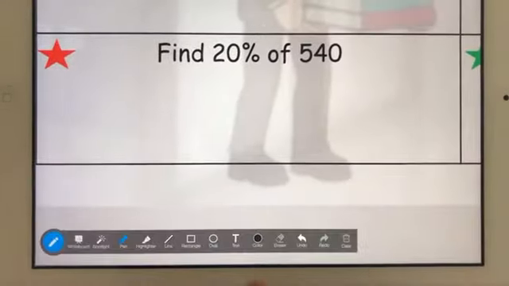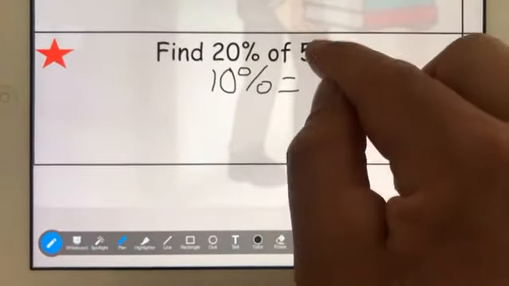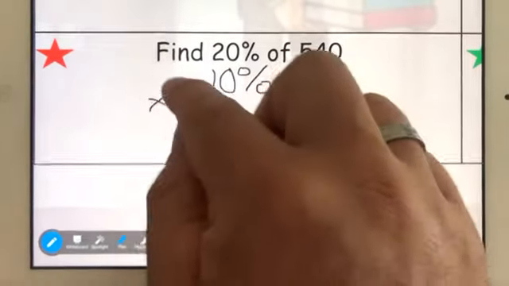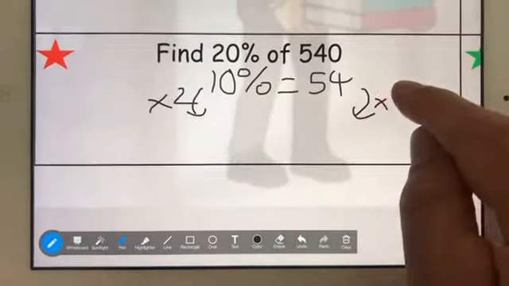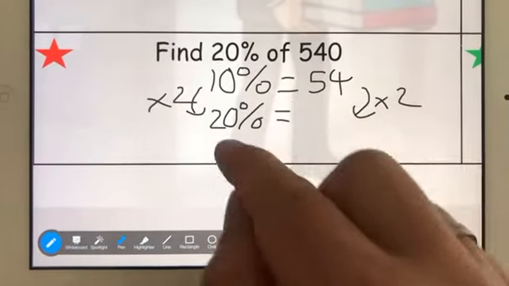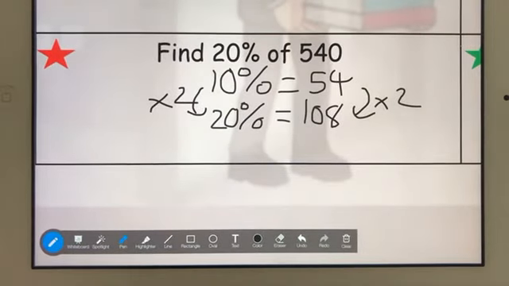20% of 540 is similar to what we're doing today. 10% is always the first thing we find out. Chop 0 off is 54. Then I'm going to double that, so I'm going to times both sides by 2. 20% is double that, which is going to be 108. 1 point.